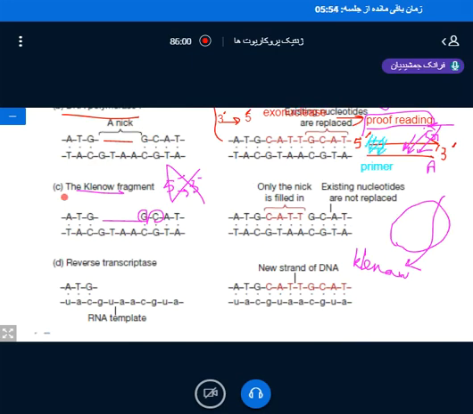Let's go and talk about reverse transcriptase. What does reverse transcriptase do? Reverse transcriptase is a kind of polymerase which uses an RNA template. So if we have an RNA template and we want to make DNA from it, we can use the enzyme reverse transcriptase. What do we call DNA made from an RNA template? It is called cDNA.